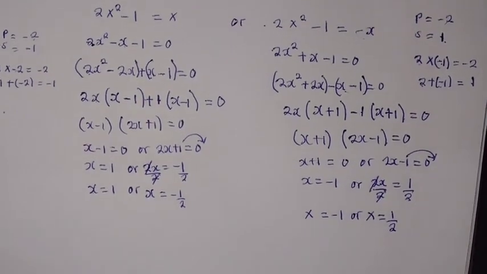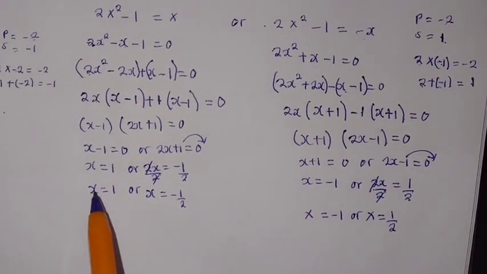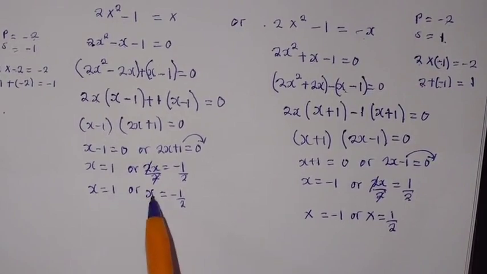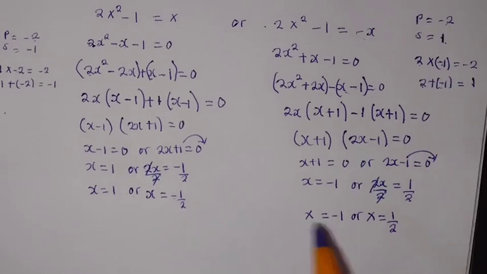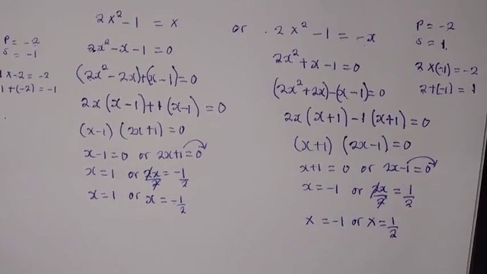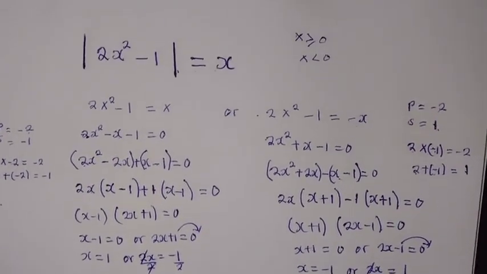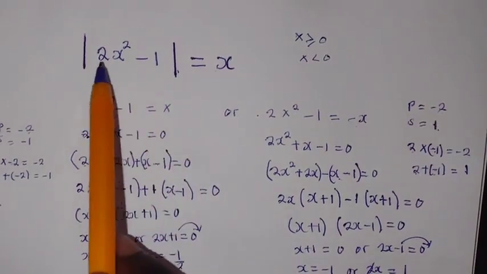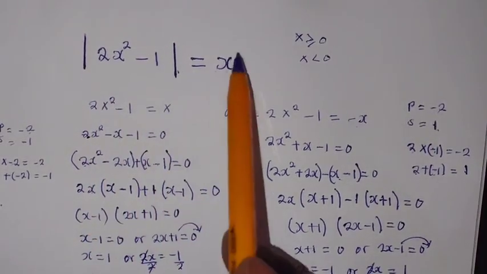Now, you can notice that we have these values. The first one, we said x is equal to 1, or x is equal to negative 1 over 2. The second one, I found x is equal to negative 1, or x is equal to 1 over 2. Now, let's see which one is going to be our correct answer. When you look at this modulus function, we have 2x squared minus 1 equal to x.